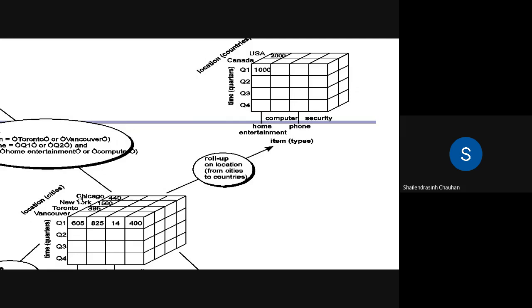As you can see here, the other dimensions are as they were: time is in quarters and item types are the same. But they have combined all the data from the different cities which belong to the same country. For example, Chicago and New York are in the USA. Previously, Chicago and New York had different counts like 440 and 1560. Now they have considered the countries, so USA has a count of 2000.